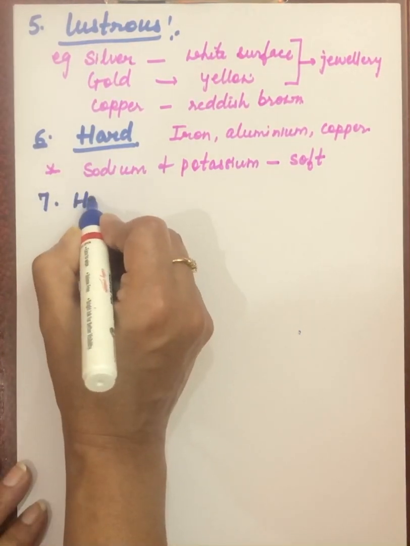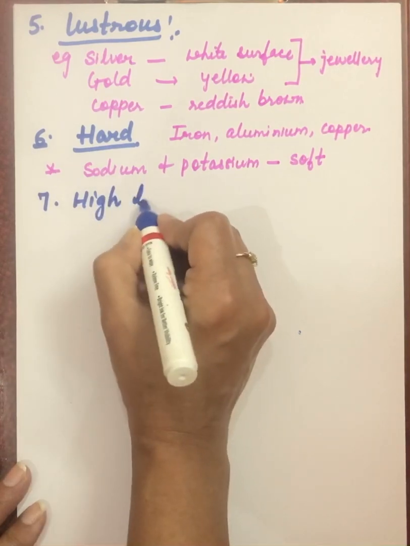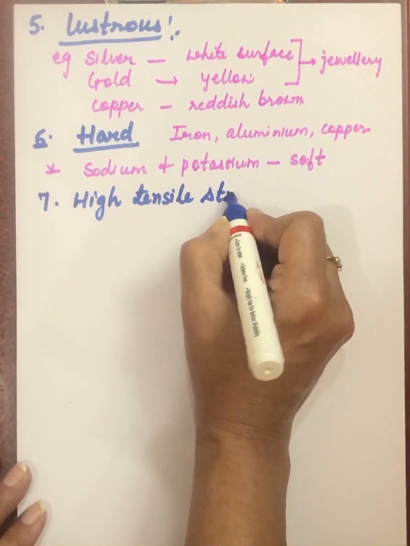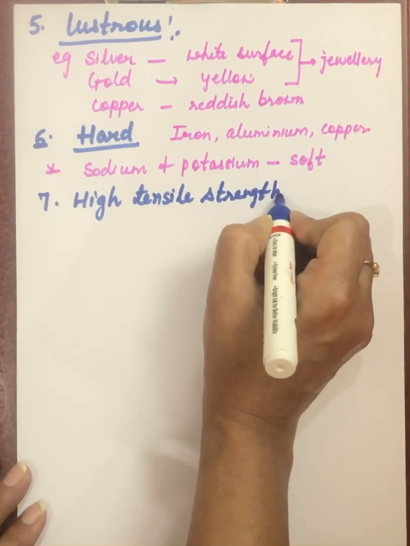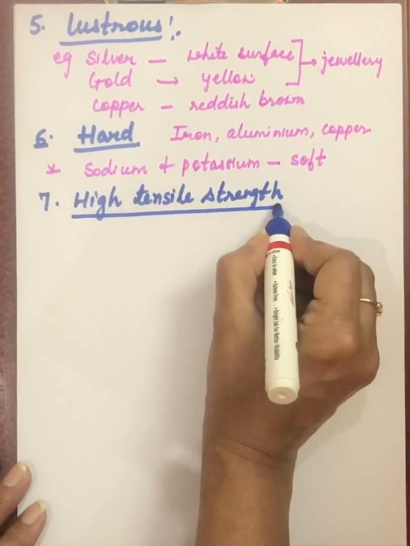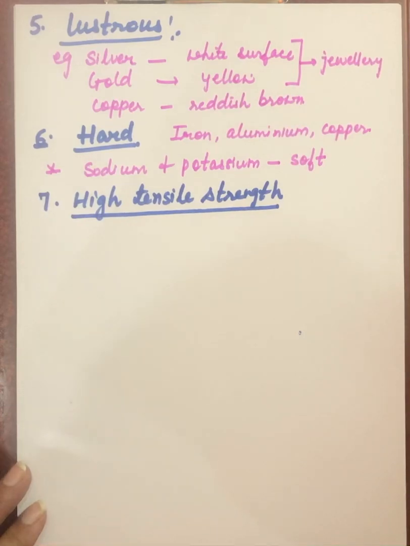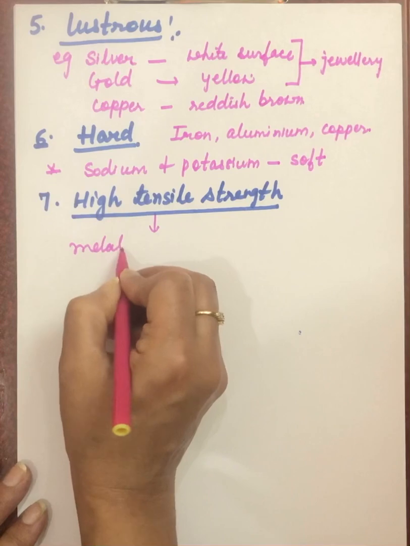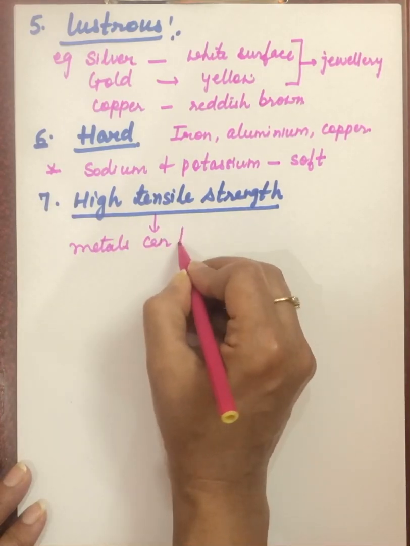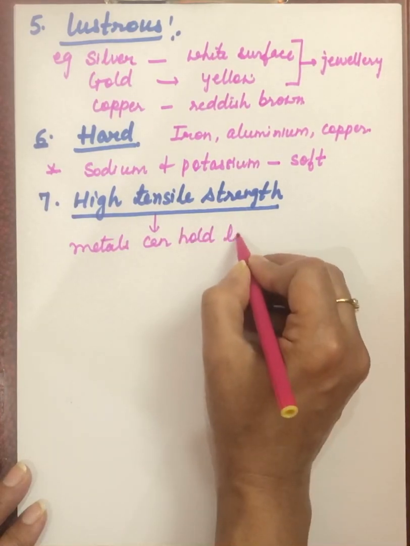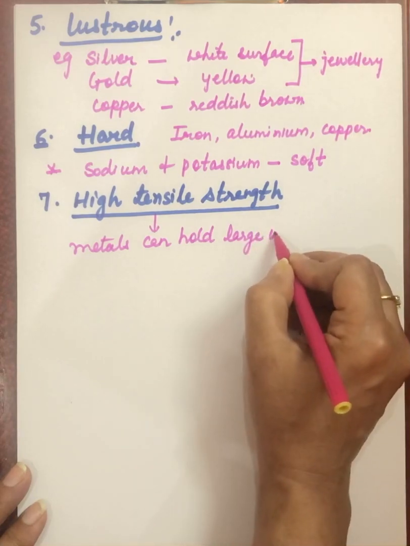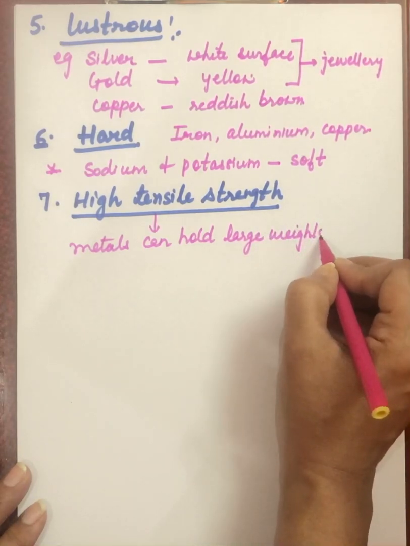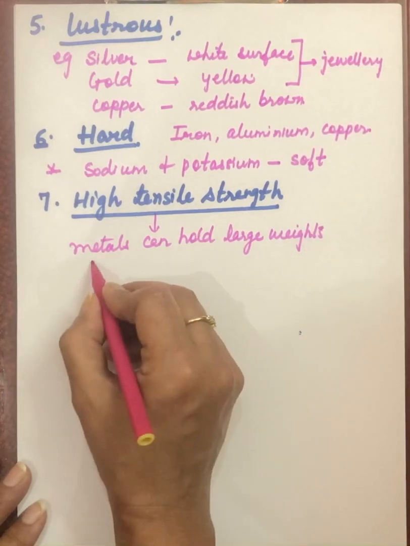Metals have a high tensile strength. Now, what is the meaning of tensile strength or high tensile strength? This means metals can hold large weights. If a metal or element can hold a large weight, we say it has a high tensile strength without breaking.